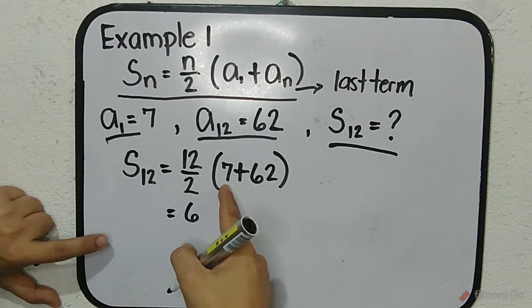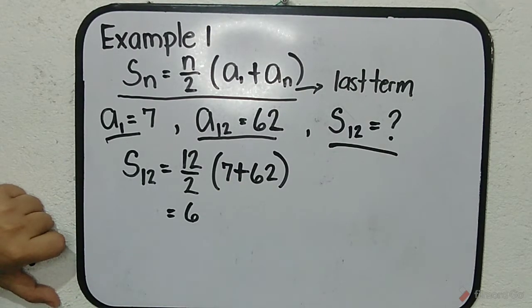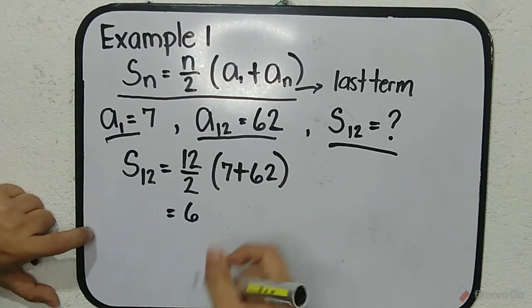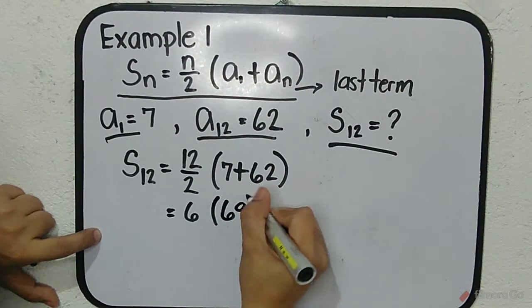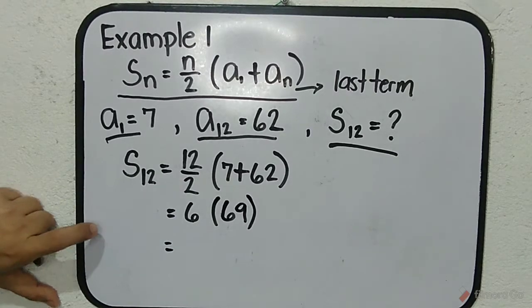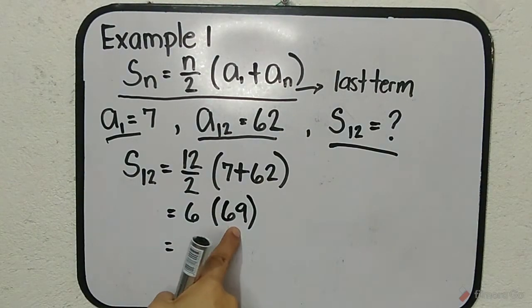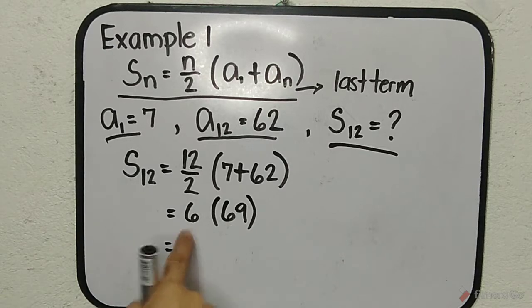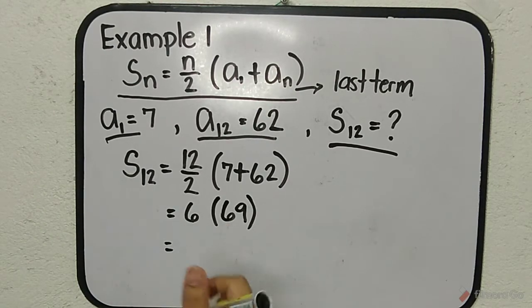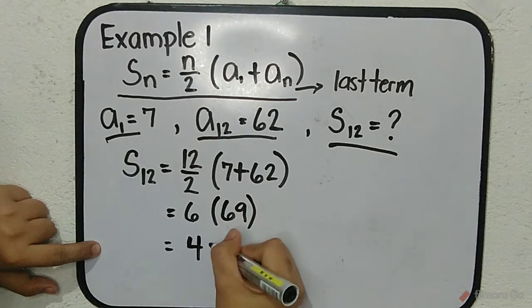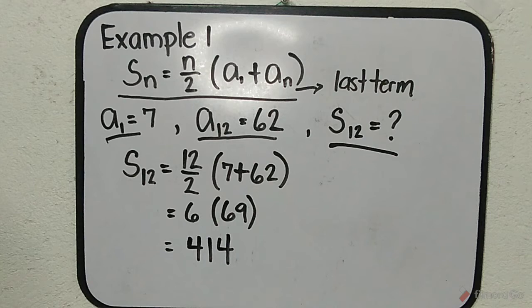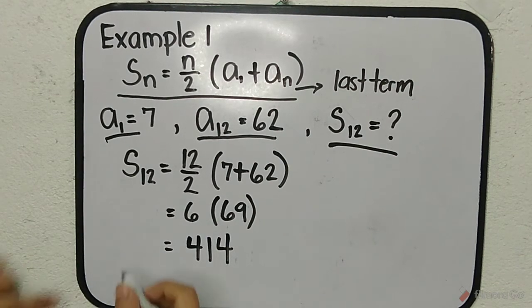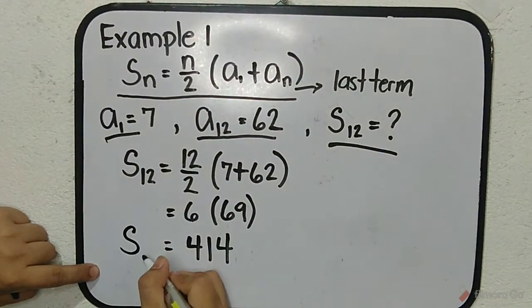Now, let's have our a sub 1 and our last term. 7 plus 62. 7 plus 62 ay 69. So, meaning we have 69. Okay? So, meron na tayong 6 times 69, and the product of 6 and 69 is 414. So, ibig sabihin, ang sum of the first 12 terms natin ay 414.